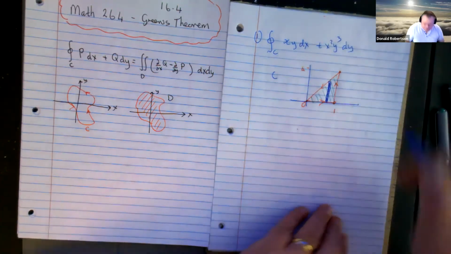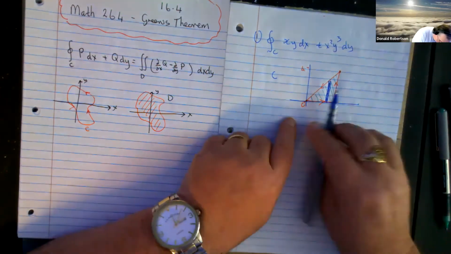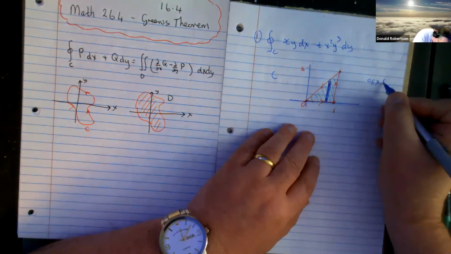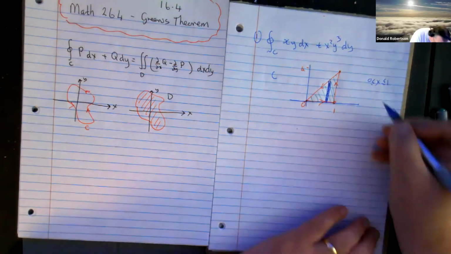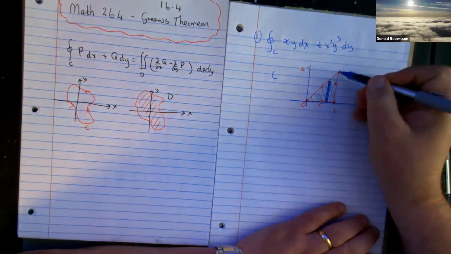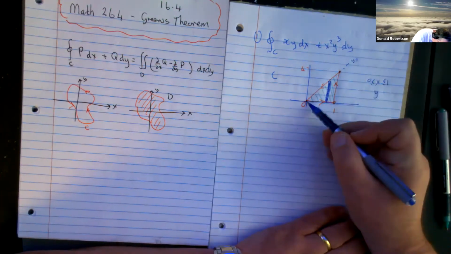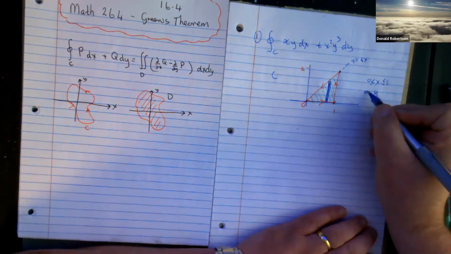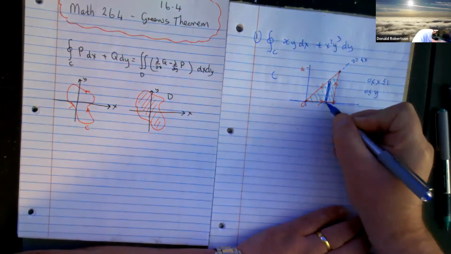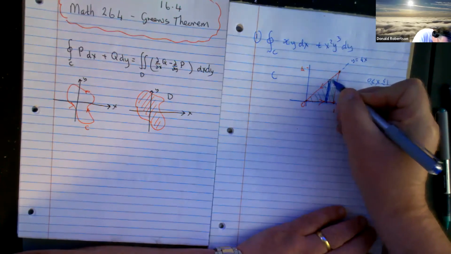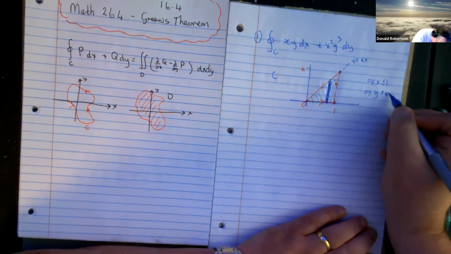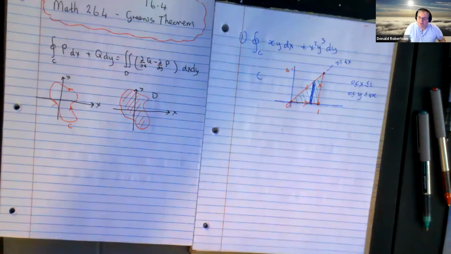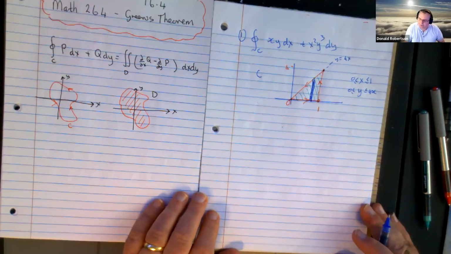I think this one lends itself to type 1. Do you remember scanning left to right? That means x's are going to go from 0 to 1. And what are the y's going to be? Well, I need to know the equation of this line. It has a slope of 4 going through the origin, so it's 4x. So y is going to go from the bottom, which is a y value of 0, to the top, which is a straight line. Are you comfortable about the limits of integration and where they came from? We good?